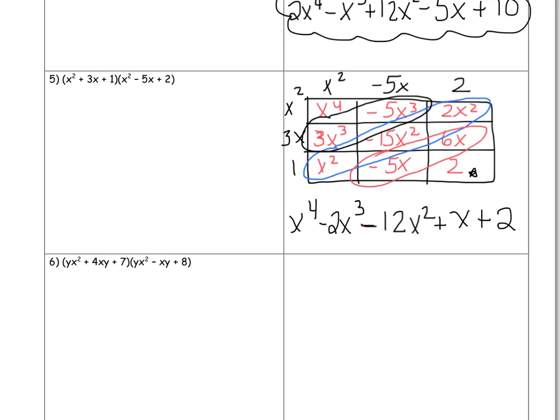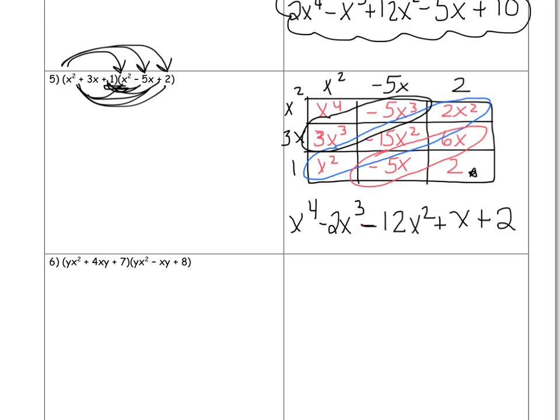Had you decided to double distribute, your double distributing would look like this. x squared times x squared. All of these, all of those, and then the 1. So you'd have to do all of that.